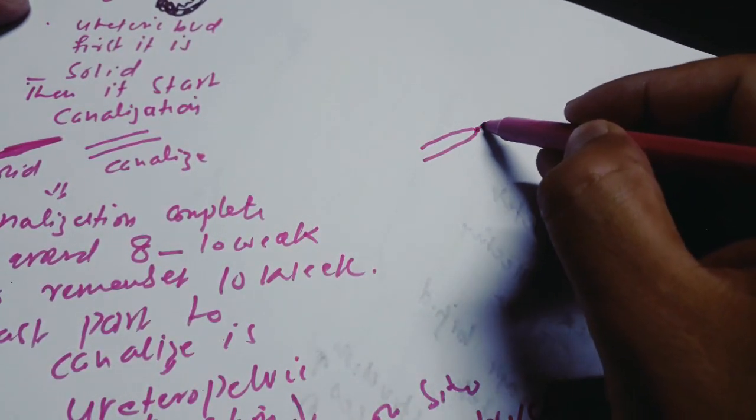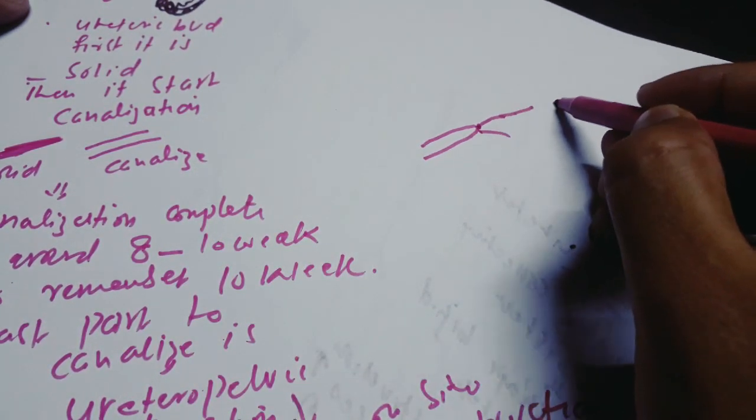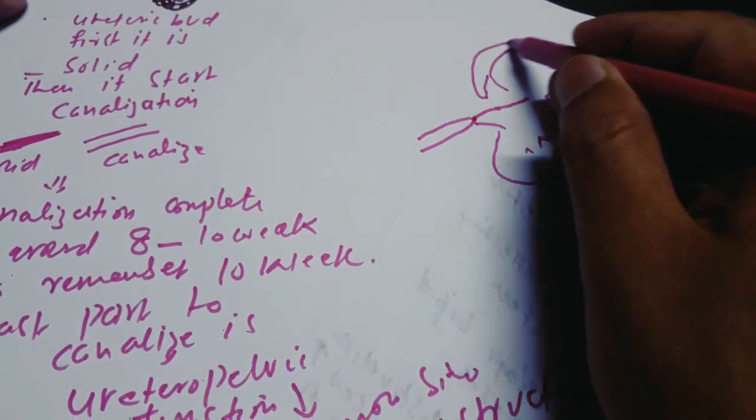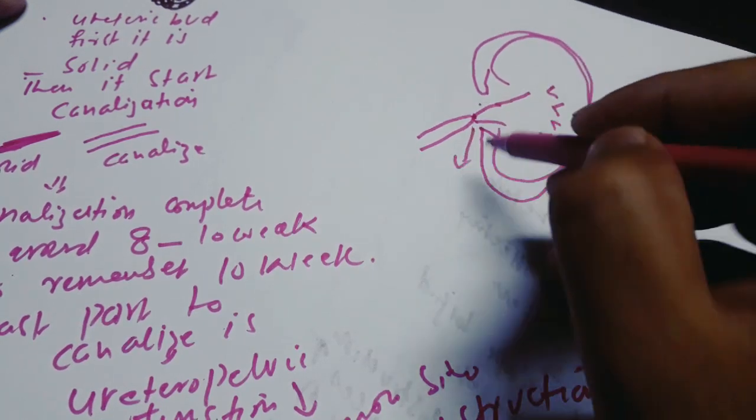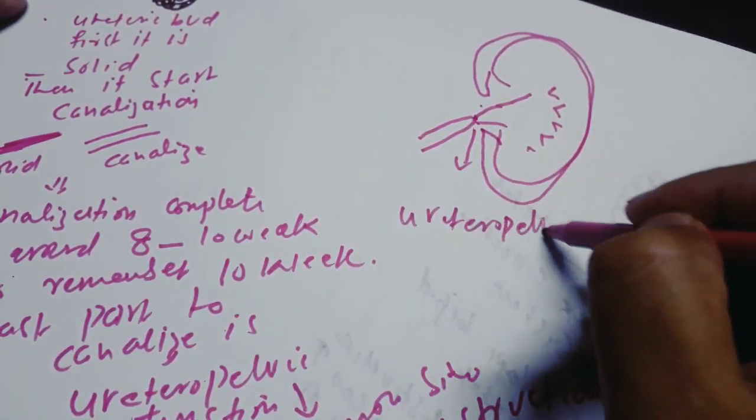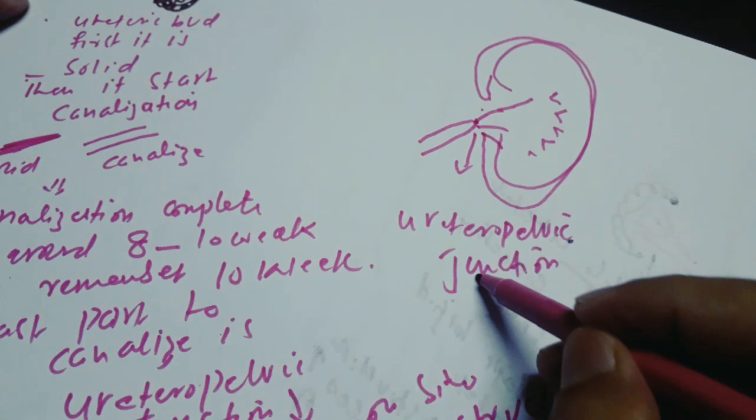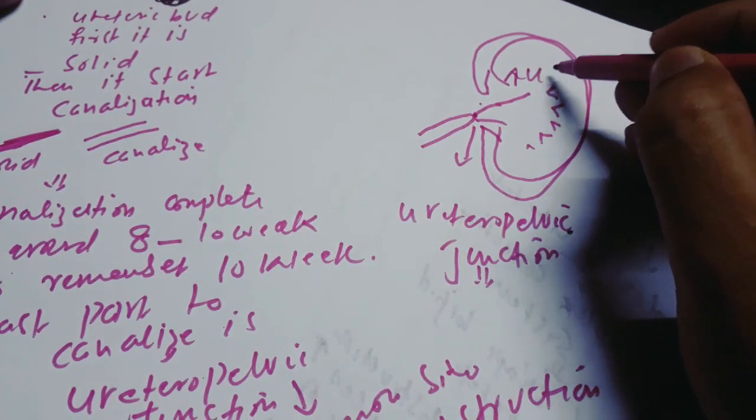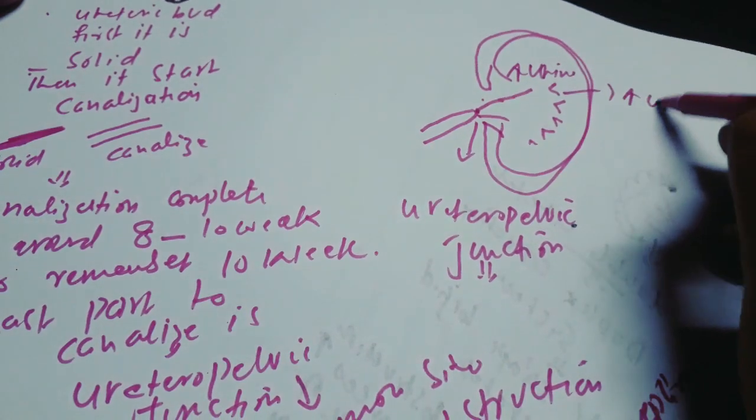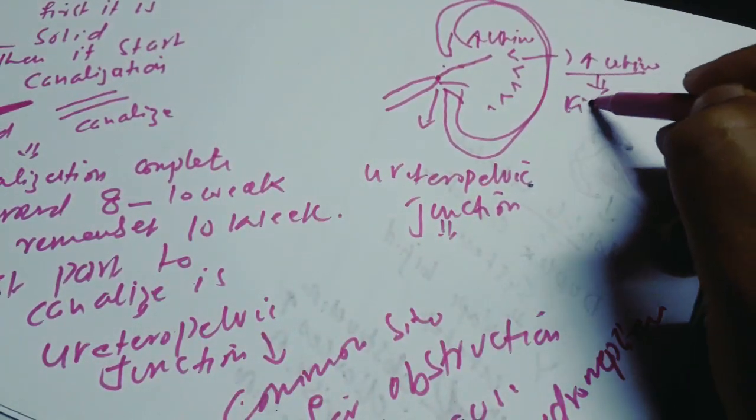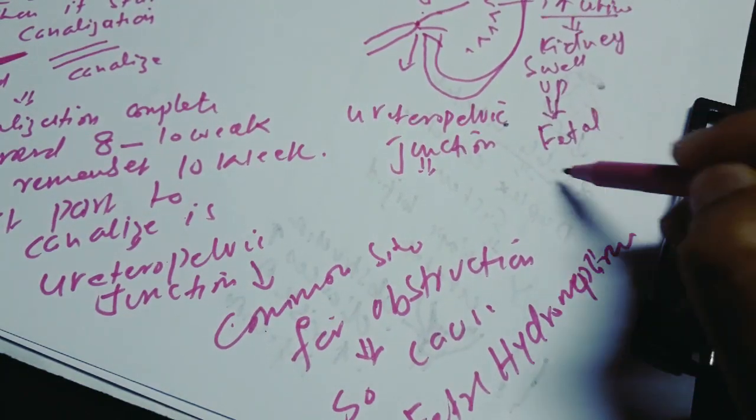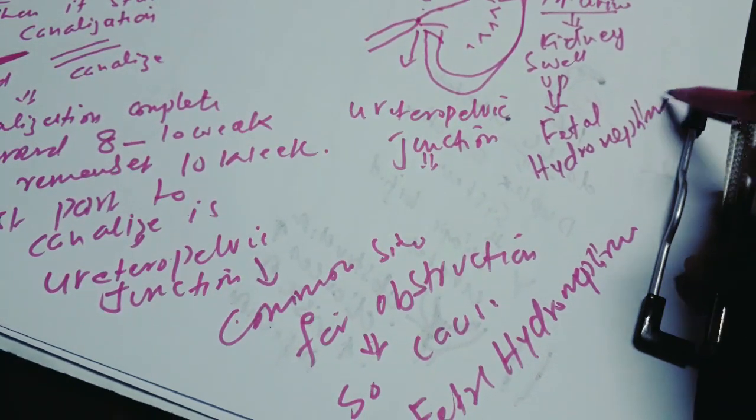Now let me draw the diagram. This is the ureter, this is the junction, and this is the pelvis. This junction is the ureteropelvic junction, between the ureter and the renal pelvis. Now if it is obstructed, then urine will collect in the kidney and increase, which can lead to kidney swelling, and this kidney swelling is called hydronephrosis or fetal hydronephrosis.